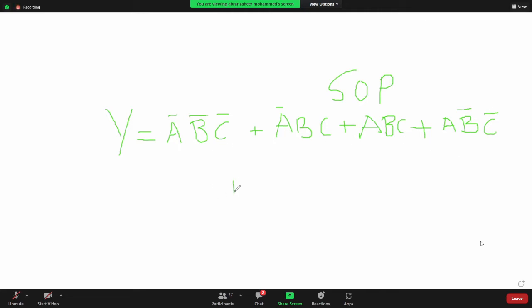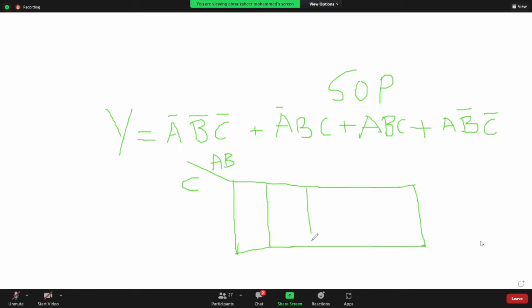So for these three variables, we have to draw the three variable K-map. Are you all there? Yes, sir. Okay. So here we can write down AB, and here we can write down the variable C. We will draw the K-map for the three variables A, B, and C.